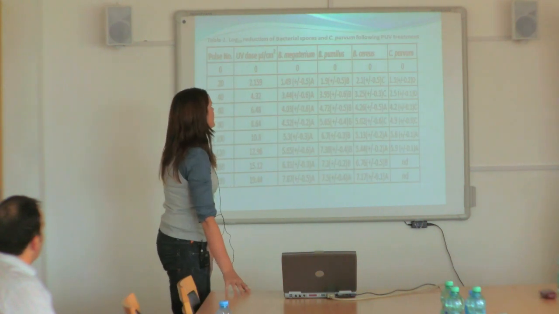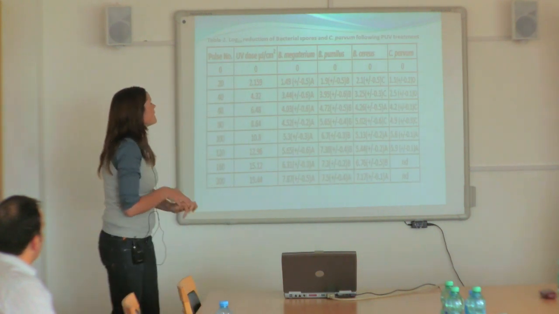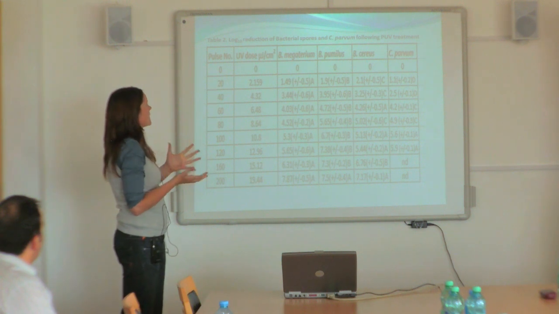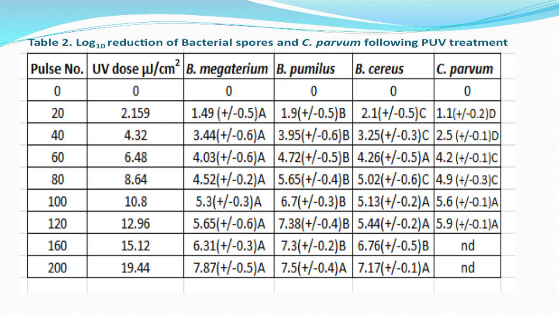This table just highlights the spores, which are the main bacterial state that I'm interested in at the moment. Here you can see for Bacillus spores, PUV treatment of Bacillus megaterium and pumilus, we got 1.49 and 1.9 log inactivation with 2.1 microjoules per centimetre squared of UV light, and we had only a 1 log inactivation of C. parvum. But again, with increased UV dosages, up to 10.8 microjoules per centimetre squared, we have 5.3 log inactivation of Bacillus megaterium and 5.6 log inactivation of Cryptosporidium parvum.